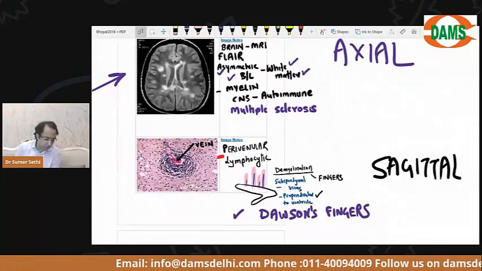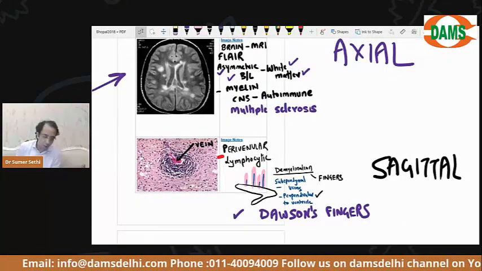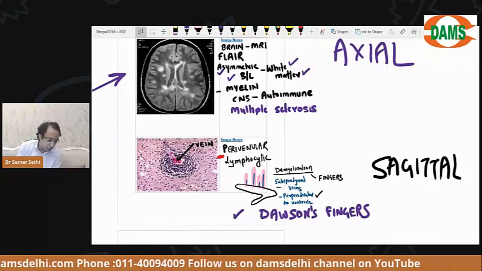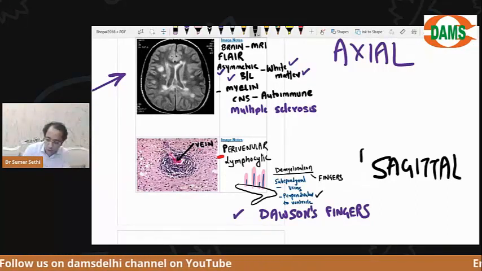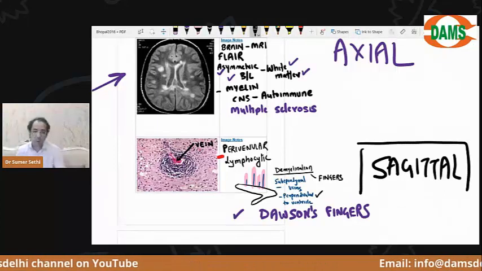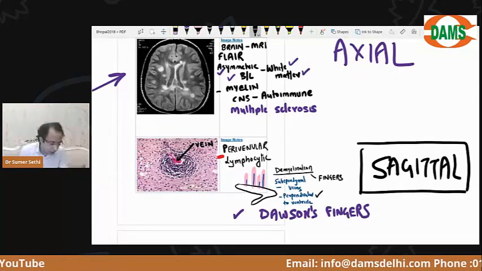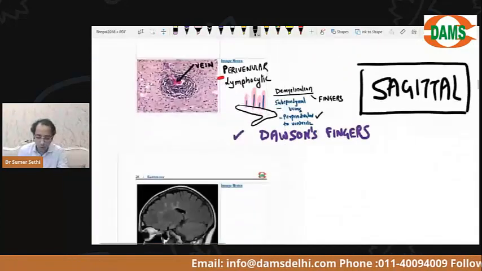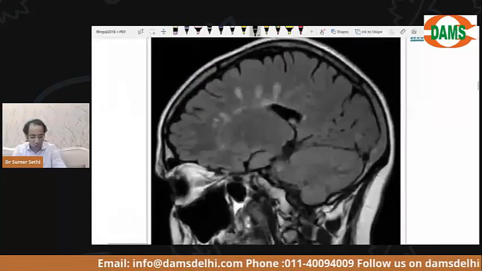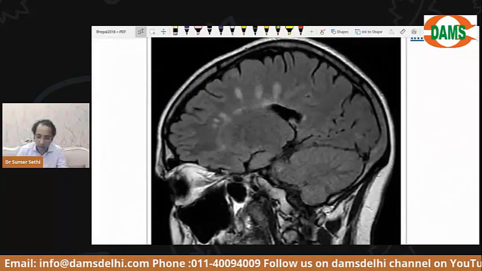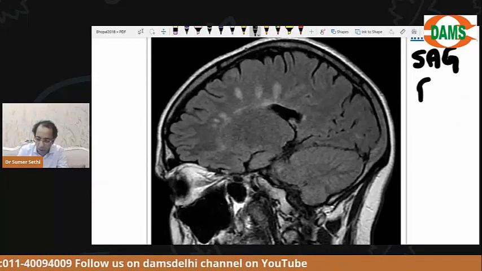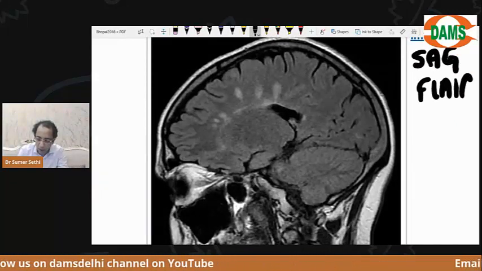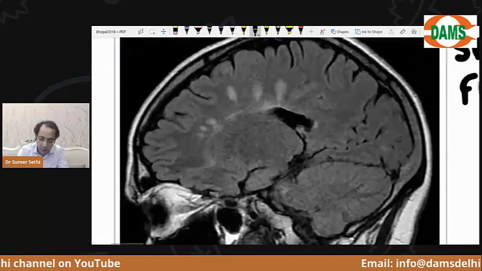It is perivenular. An artery would not be collapsed like this, children. An artery will not collapse, it will be round. So to see Dawson's fingers, we need a sagittal section of the brain. Now let me show you. I want all of you to look at this sagittal FLAIR MRI of the brain. Can you locate the disease for me?